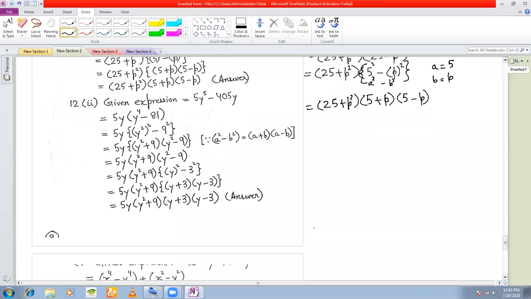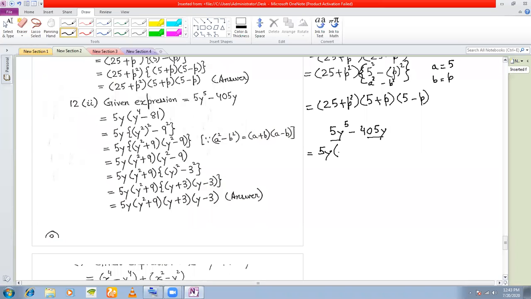Moving on, 5y to the power of 5 minus 405y. A little bit of common sense. Both these are not perfect squares, right? 5y to the power of 5 is not a perfect square. 405y is not a perfect square. So what I do is I take out the HCF of the two terms. What is the HCF? 5y is the HCF.